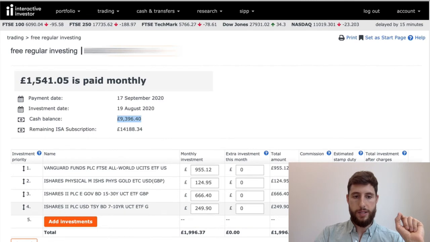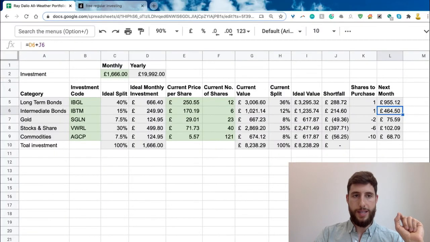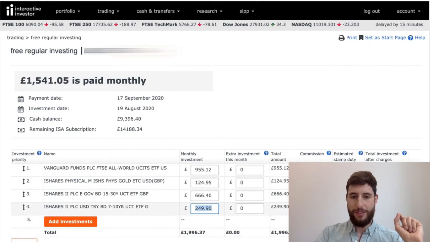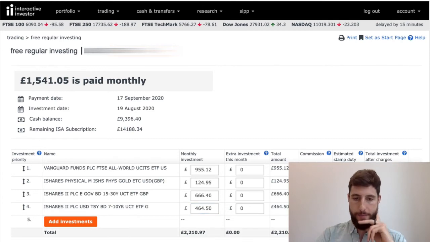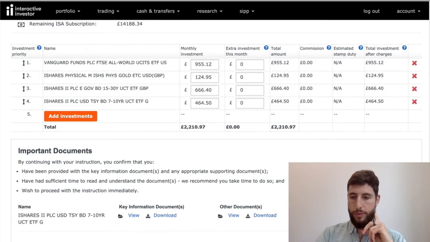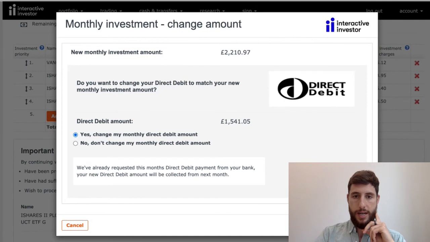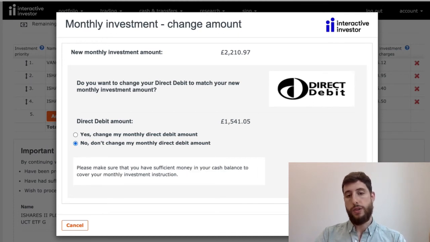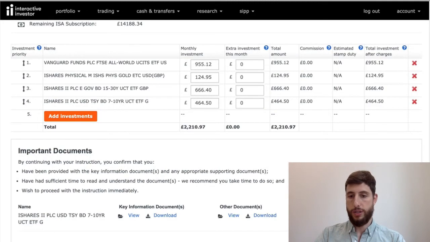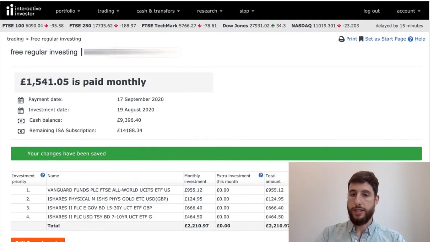Okay, so we can go in and edit and change the medium-term bonds, this one, 7 to 10 years, to, what was it again? 464.50. So we just change that, 464.50, and there we have it. Okay, and then we would just save changes again. And again, it's saying now it's increased further because we've increased how much we want to put in there. Again, we can say, no, don't change my direct debit, so that it will take it from cash, or we can say, yes, increase the amount.